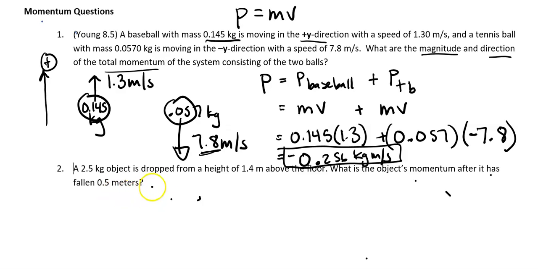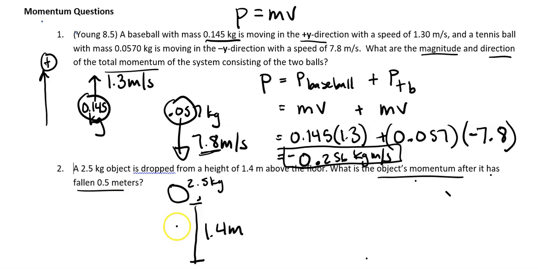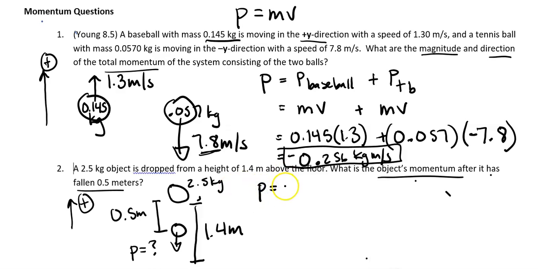We have a 2.5 kilogram object, and it's dropped from a height of 1.4 meters above the floor. We want the object's momentum after it's fallen 0.5 meters. I'm going to say it's fallen 0.5 meters, and we want the momentum right at that point. Cool. I'm going to say upwards direction is positive. We want to find the momentum. We know momentum is mass times velocity, and again, we're looking for it at 0.5.